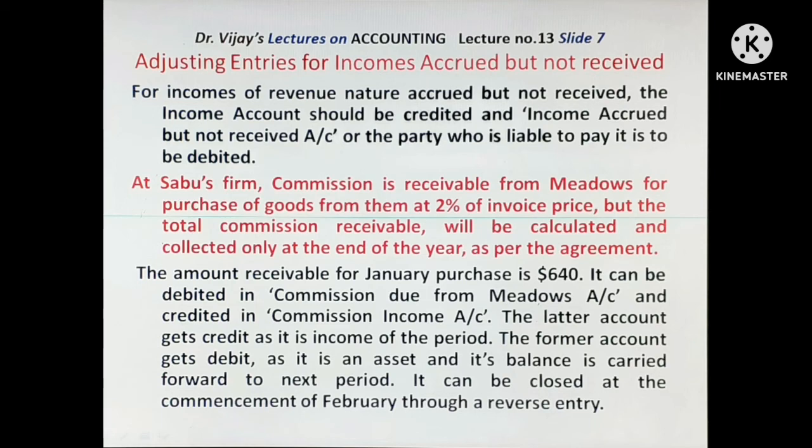In the subsequent period beginning, this can be closed through a reverse entry. The reverse entry will be commission income account debit to commission due from Meadows account. Commission due from Meadows account will close and commission account will get a debit. Where the commission is actually received, commission account will get credit and that will set off the debit given.